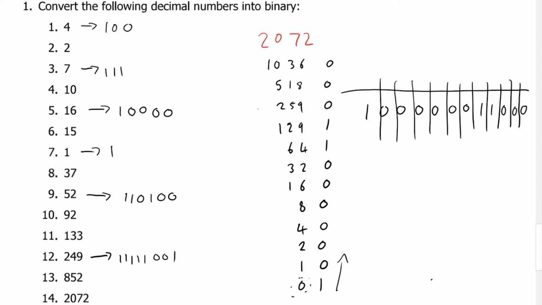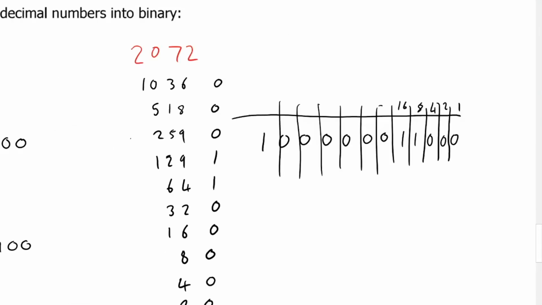Let's zoom in a bit here. Right. 1, 2, 4, 8, 16, 32, 64, 128, 256, 512, 1024, and 2048. We have 2048, 16, and 8.